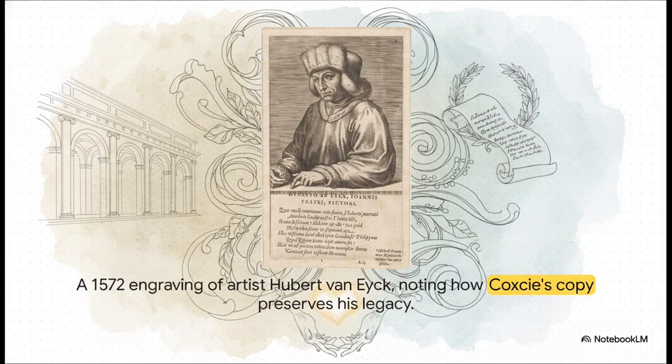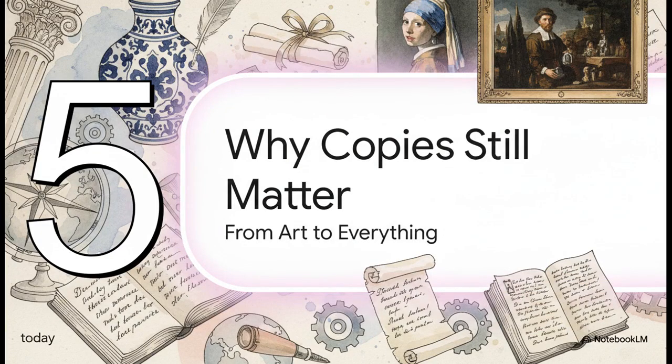This engraving is amazing. It celebrates the original painter, Hubert van Eyck, but it explicitly praises Coxey for how his copy is what's keeping that original genius alive for a whole new generation. Okay, so why does any of this matter? It's a 450-year-old story about some Dutch words. What does it have to do with you and me right now?